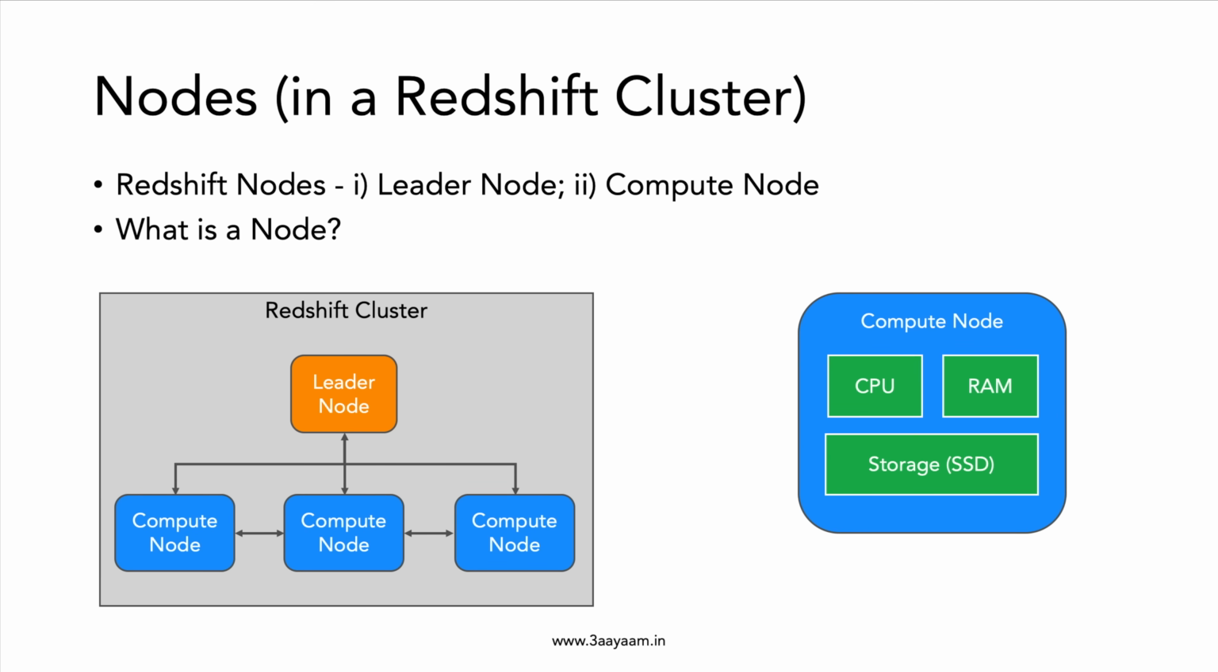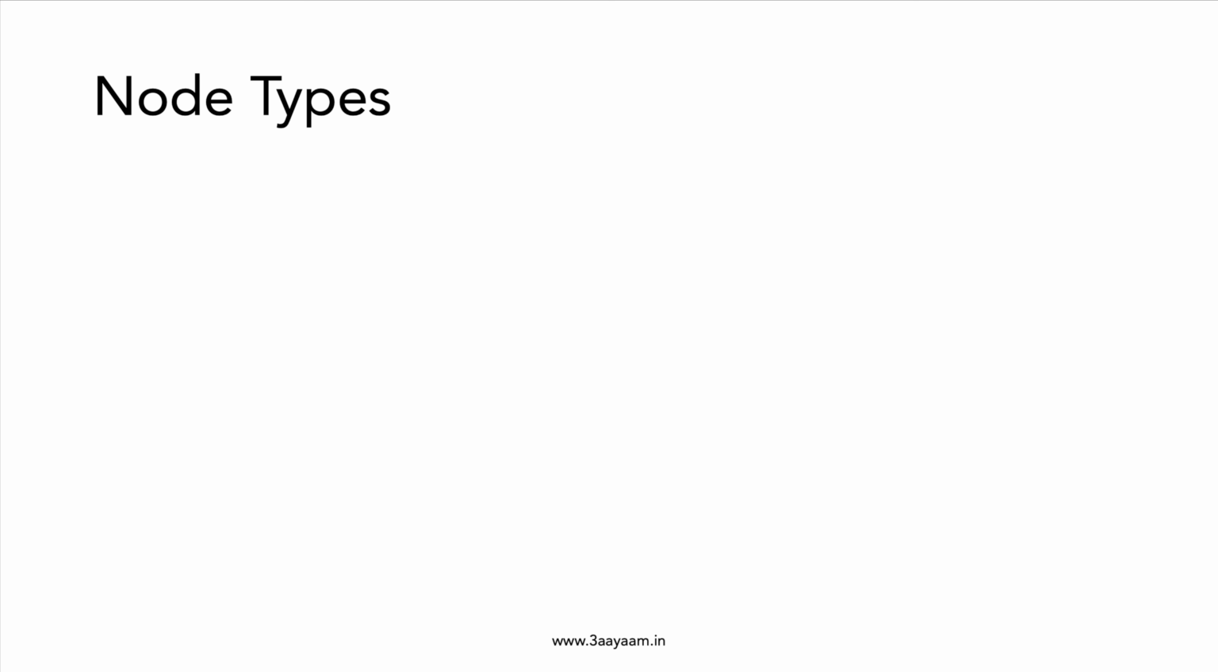So when you create a Redshift cluster, we essentially create compute nodes only. A compute node is nothing but a combination of CPU, RAM and high performance local SSD storage. Now there can be various node types in Redshift. So what is this node type? This is nothing but the EC2 instance type of the compute nodes. So Redshift provides multiple EC2 instance types, which are also called node types.